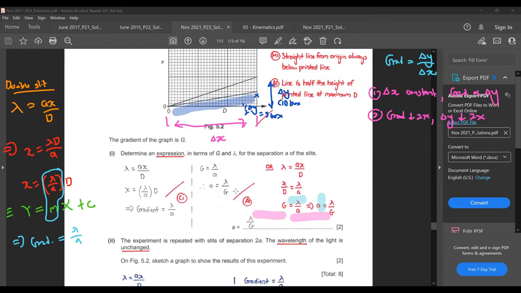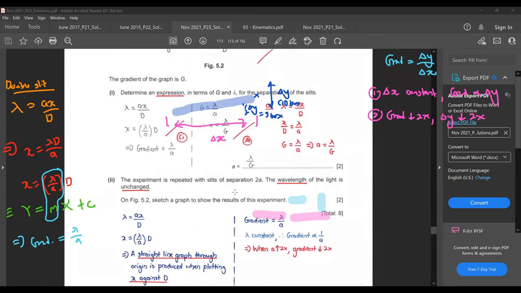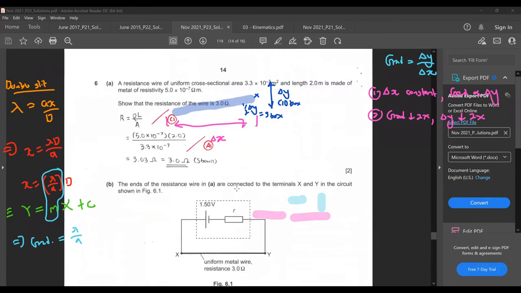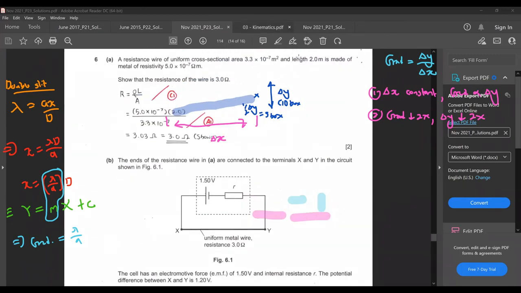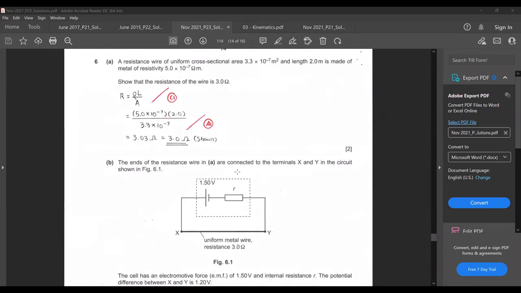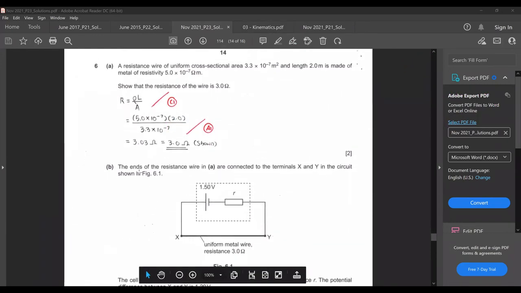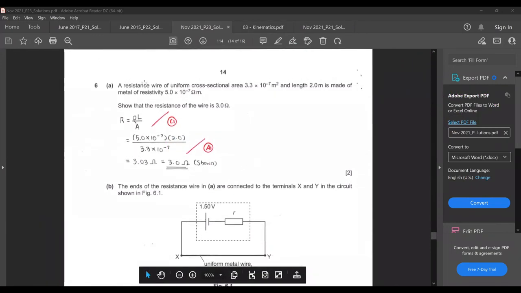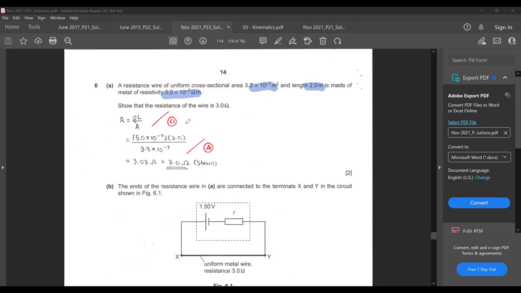Okay, so this one is not a big issue here. Then we go on to electricity. And this one, I think probably would be okay. All right, now you have a resistance wire of uniform cross-sectional area 3.3 times 10 power minus 7 meter square and a length of 2 meter that is made out of metal of resistivity 5 times 10 power minus 7 ohm meter. Show that the resistance of the wire is 3 ohms. So this one, I think, should be no issues.